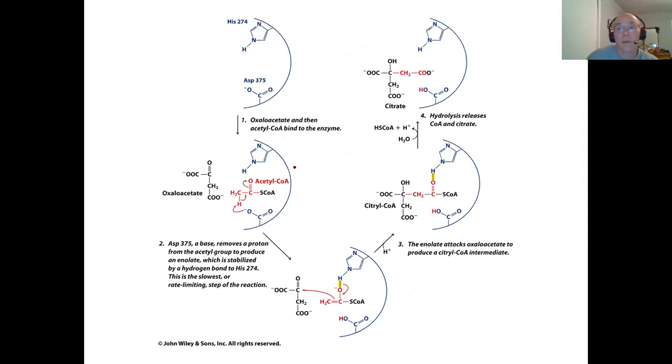So take a close look at that mechanism. Make sure you can recapitulate most of that like we did with chymotrypsin. It's the only mechanism you're going to need to know for Krebs cycle. So you want to make sure you can identify those amino acids and the nucleophilic attacks and explain what's happening where.